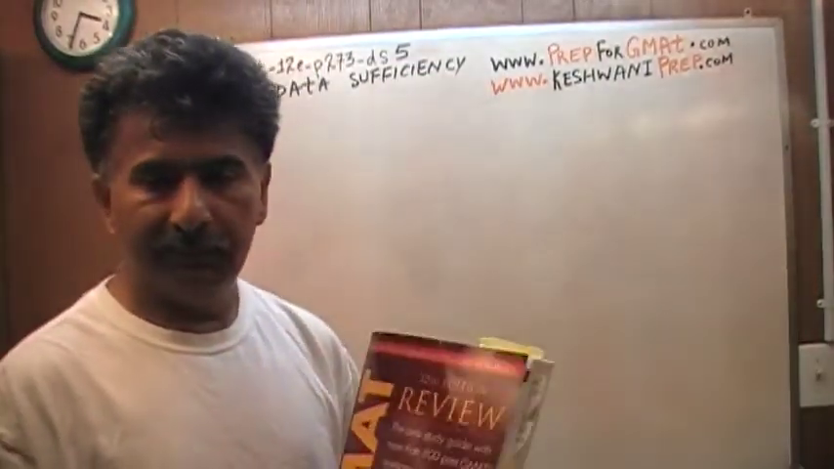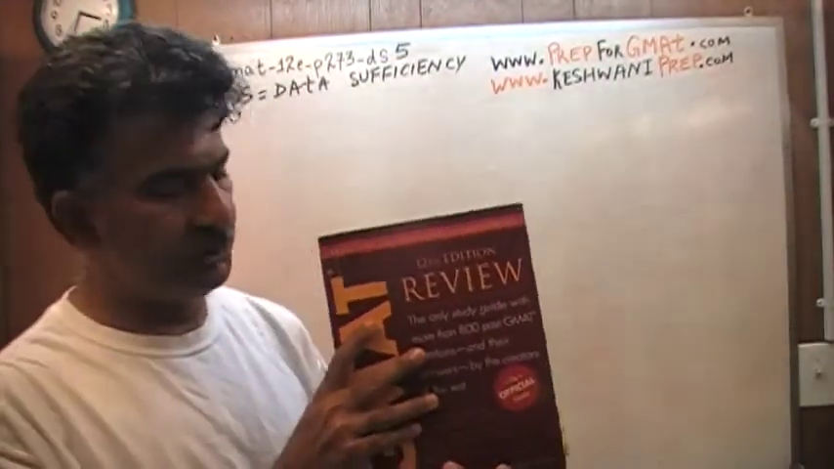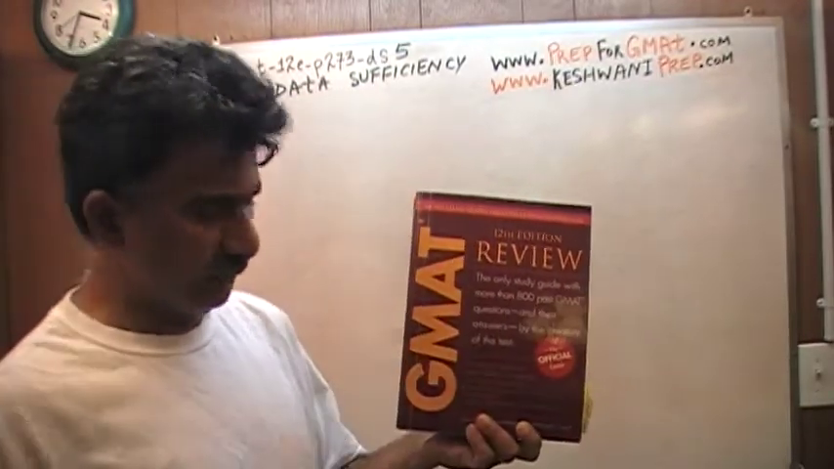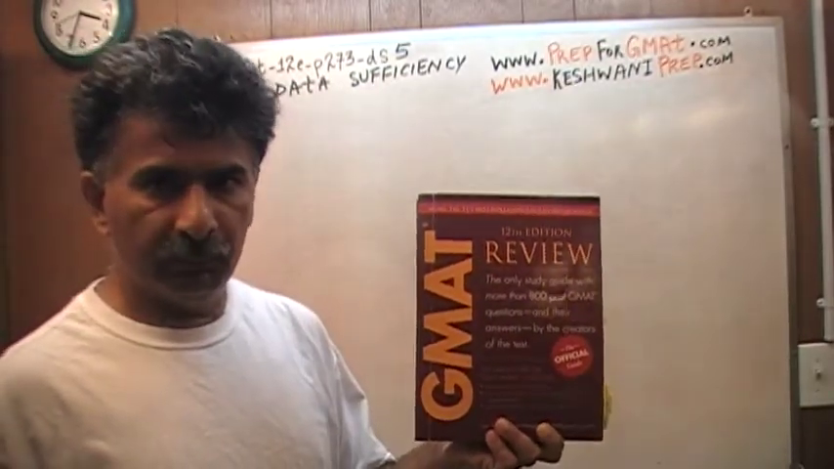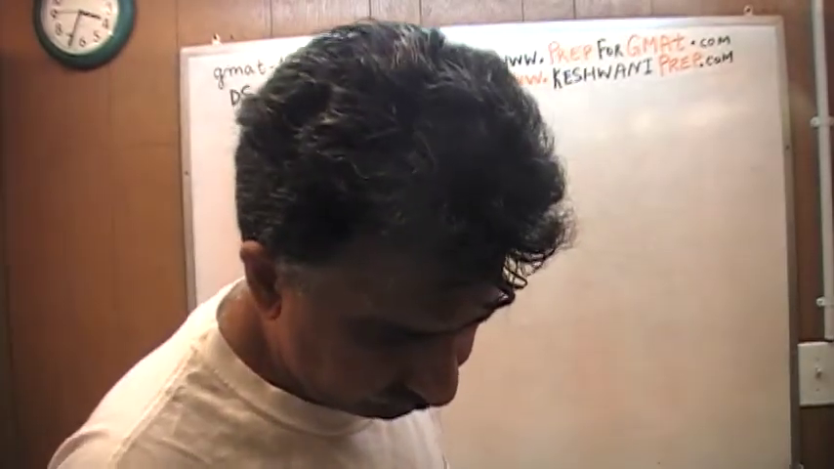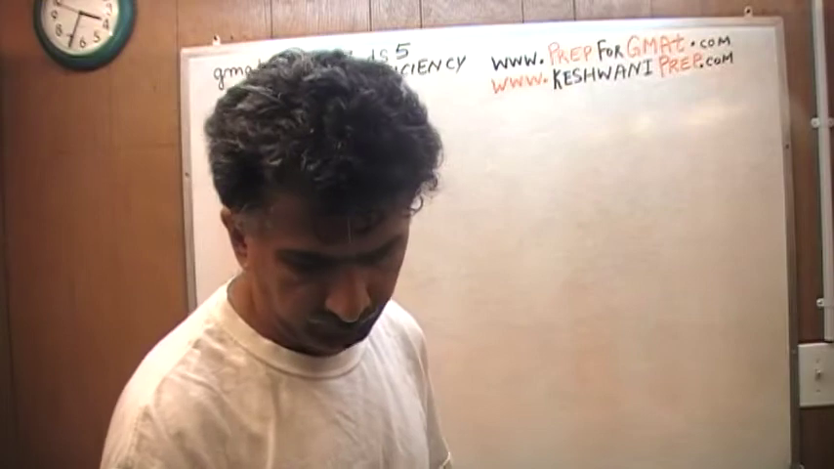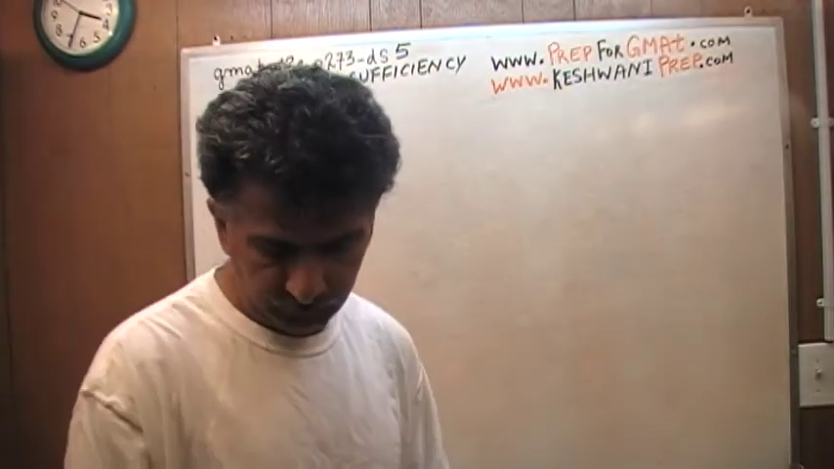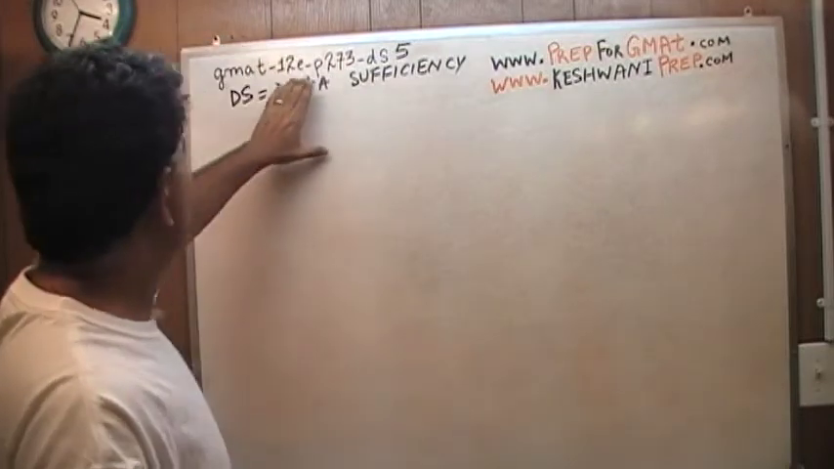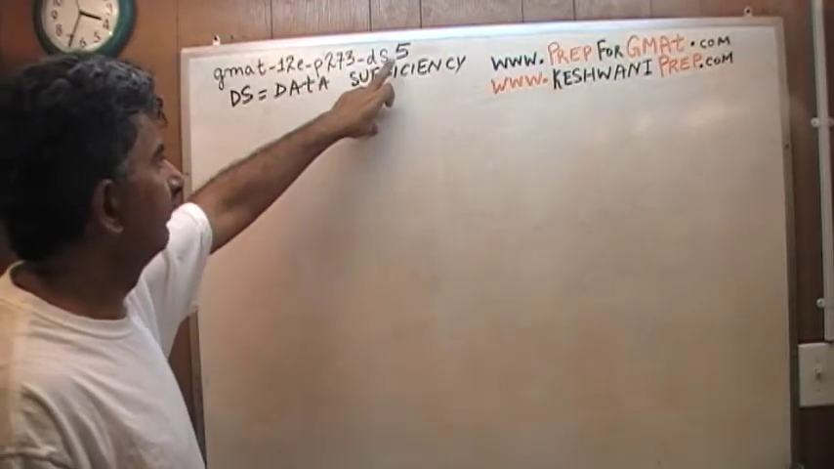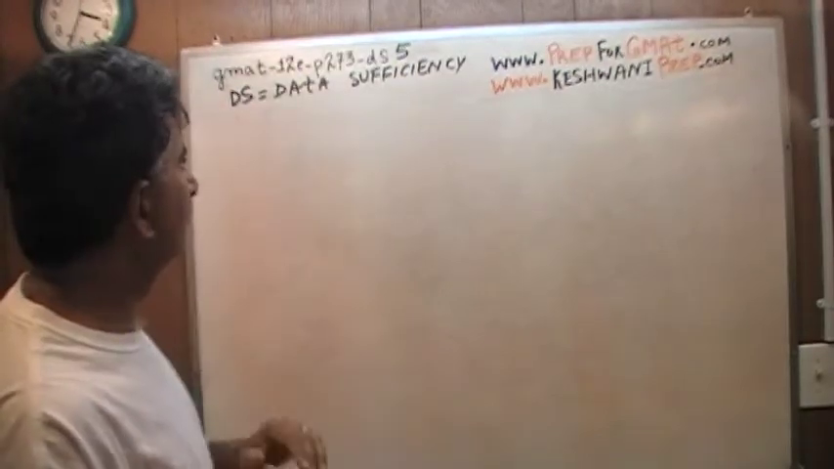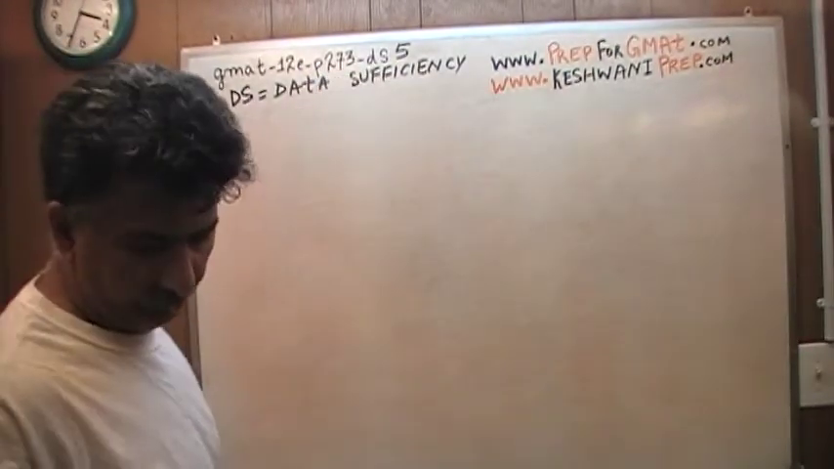I have been solving data sufficiency problems for GMAT out of this book here, the Official Guide for GMAT Review, 12th edition. If you do not own this book already, purchase one immediately. The data sufficiency problem that I'm about to solve is the one you're going to find on page 273, data sufficiency number 5. This is the tag GMAT-12E for the 12th edition, page 273, data sufficiency.